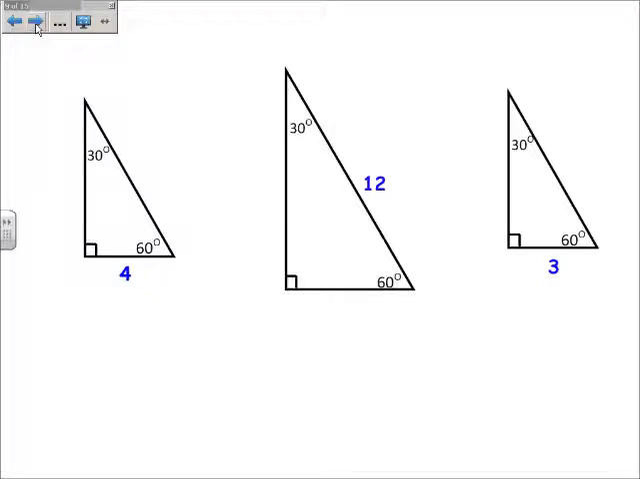Okay, so here's a couple of examples. If this shortest leg is 4, then the hypotenuse must be 8, since it's double. If the hypotenuse is 12, the shortest leg must be 6. In this one, if the shorter leg is 3, the hypotenuse must be 6.